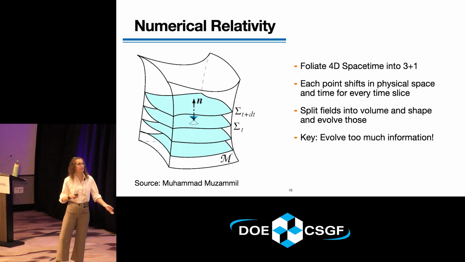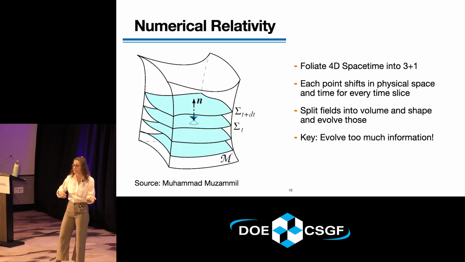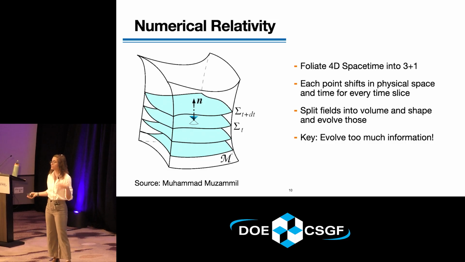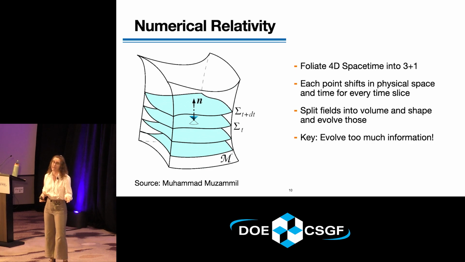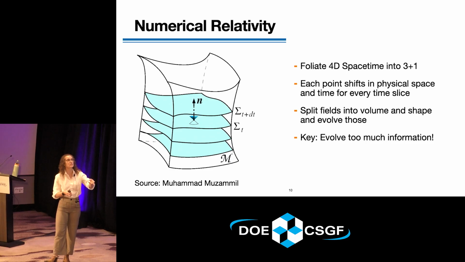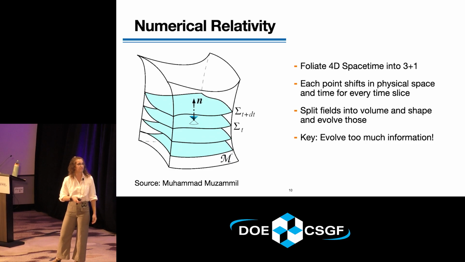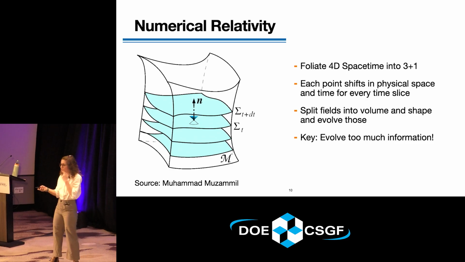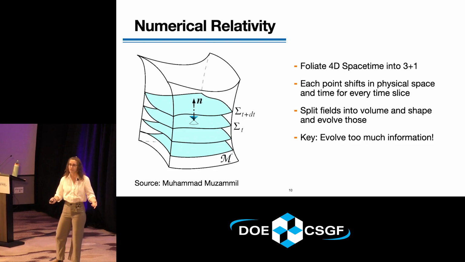And so we'll split Einstein's field equations, and we'll describe evolution equations and constraint equations. And those evolution equations tell us, OK, how are we actually going to take stuff and move it through the universe? How are they going to be dynamical? And so we'll split fields into volume and shape, and we'll evolve those through time. But we're also going to evolve constraint equations. And that's one of the keys of numerical relativity, that you evolve extra information so that you know how much you're lying to yourself, right?